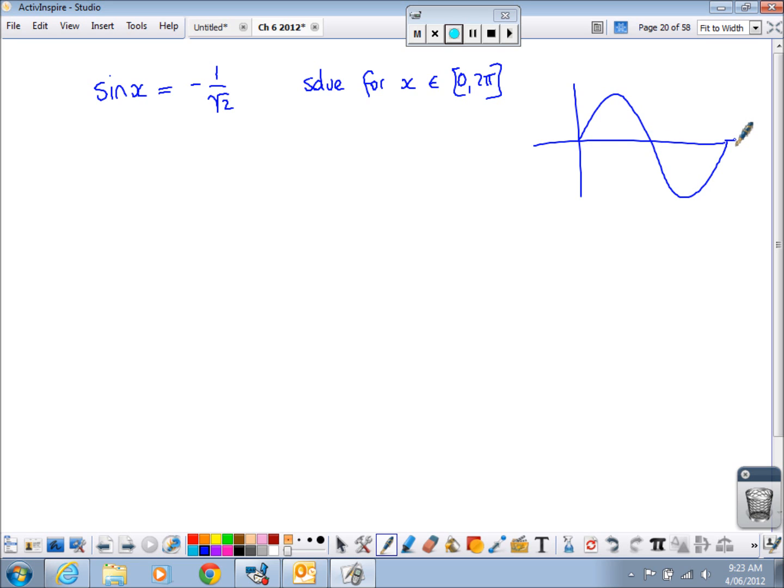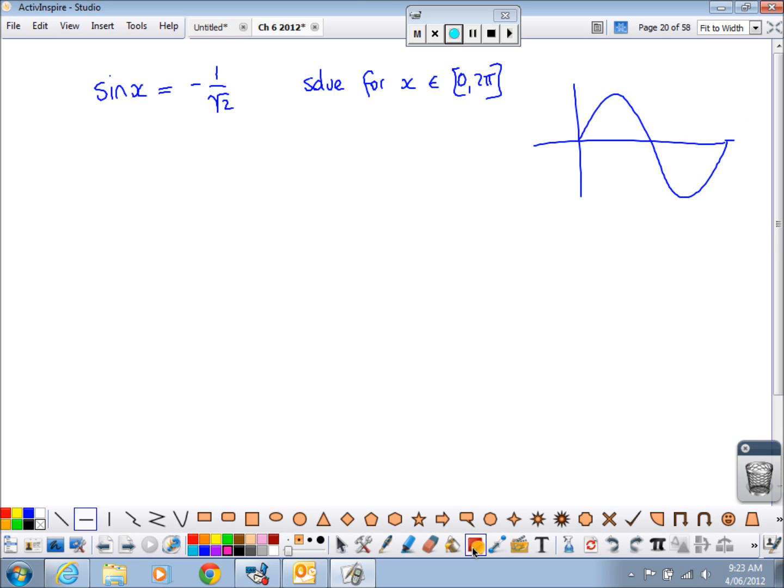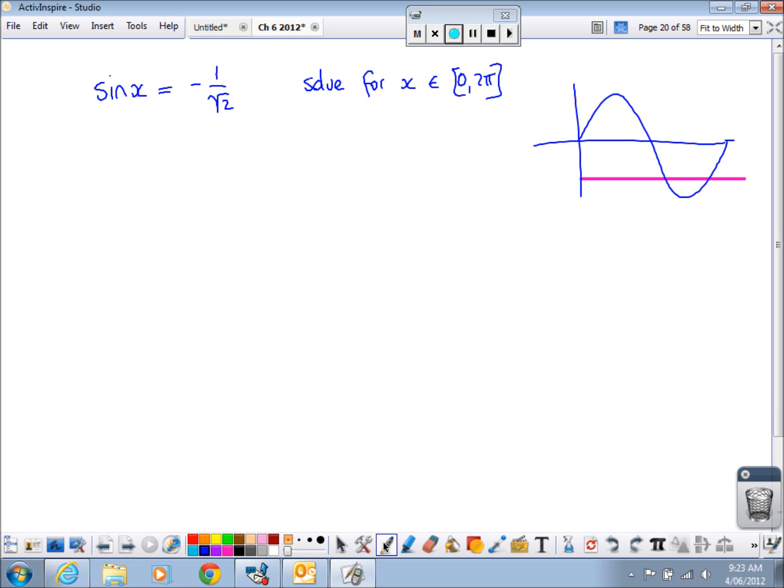Minus 1 on root 2 we know is approximately minus 0.7, so down here, and we can see straight away that our solutions are going to be in the third and fourth quadrant. Once again, there's two solutions. So let's do the algebra. The first thing we do is ignore the sign and ask ourselves, sine of what equals 1 on root 2? Well, our basic angle is pi on 4. There's your first mark.